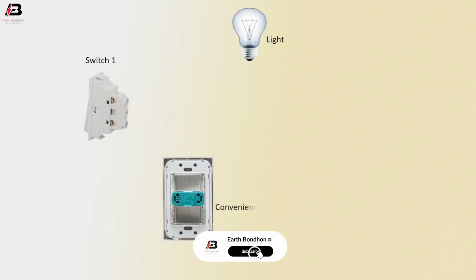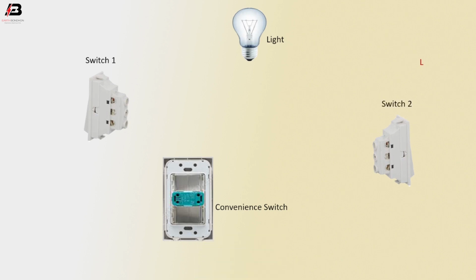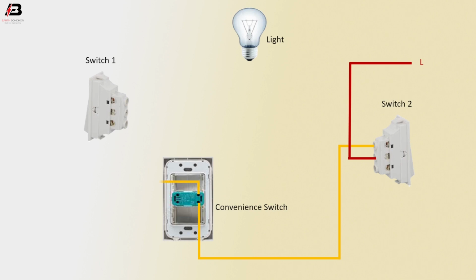So viewers, let's start. Light, 2A switch 1, convenience switch, 2A switch 2. Phase connection to 2A switch 2 common terminal. Phase connection outgoing from 2A switch 2 L1 terminal to convenience switch. Phase connection outgoing from convenience switch to 2A switch 1 L1 terminal.